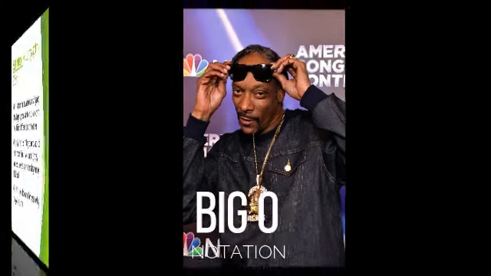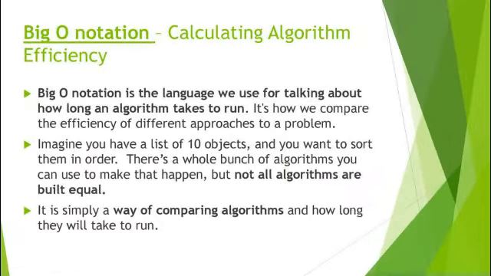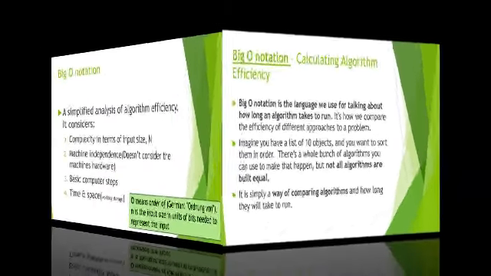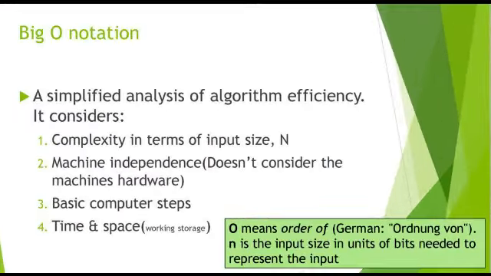Today we are going to learn about big O notation, calculating algorithm efficiency. Big O notation is the language we use for talking about how long an algorithm takes to run. It's how we compare the efficiency of different approaches to a problem. Imagine you have a list of 10 objects and you want to sort them in order. There's a whole bunch of algorithms you can use to make that happen, but not all algorithms are built equal. It is simply a way of comparing algorithms and how long they will take to run. A simplified analysis of algorithm efficiency.